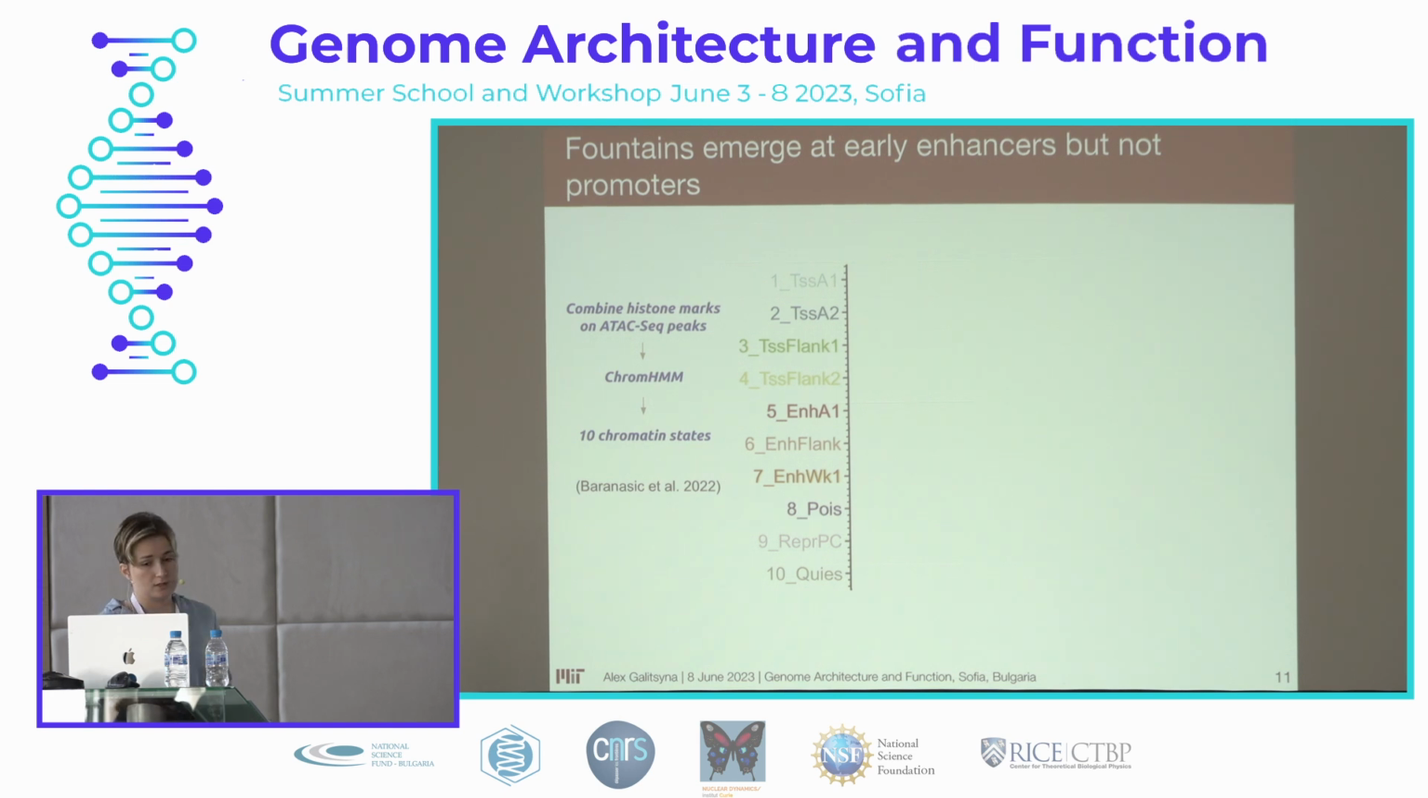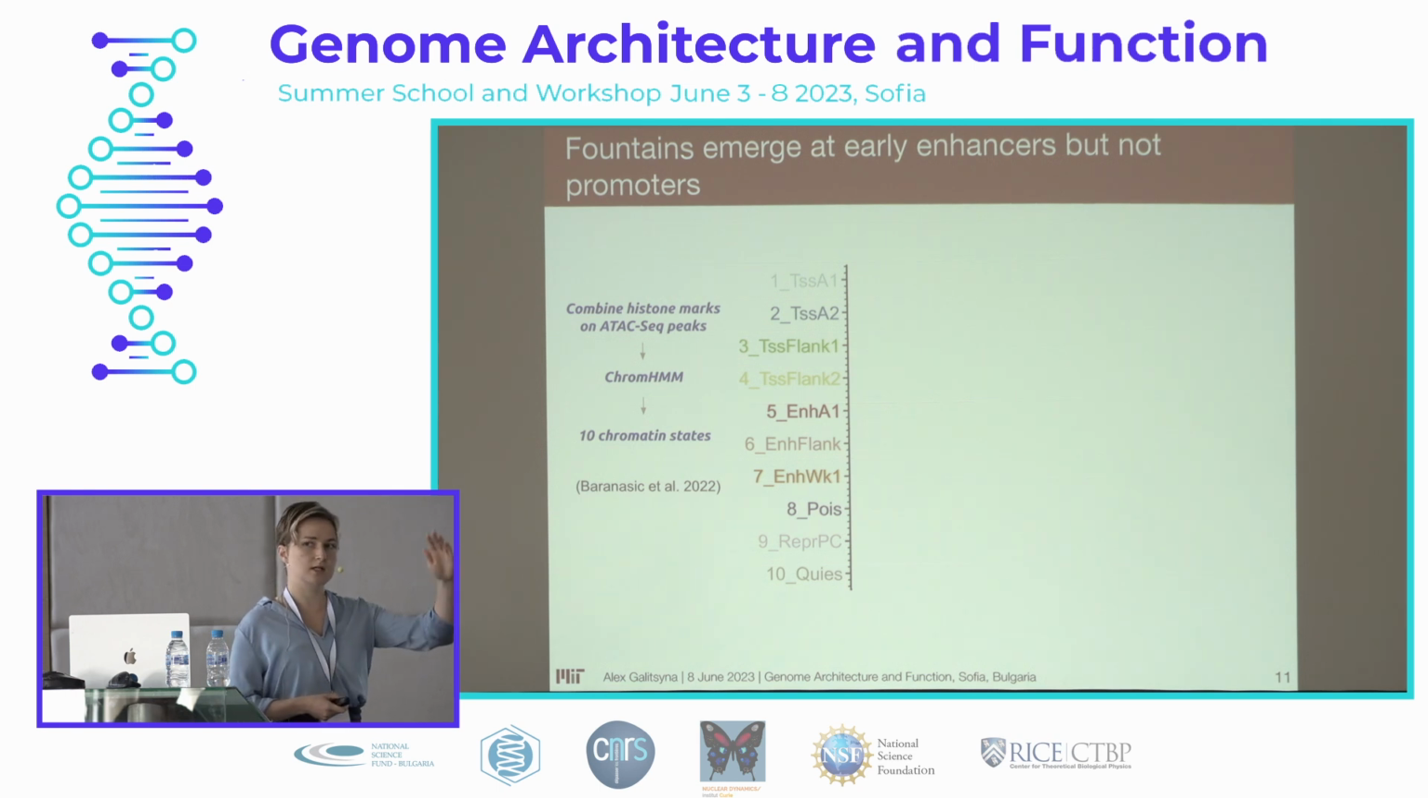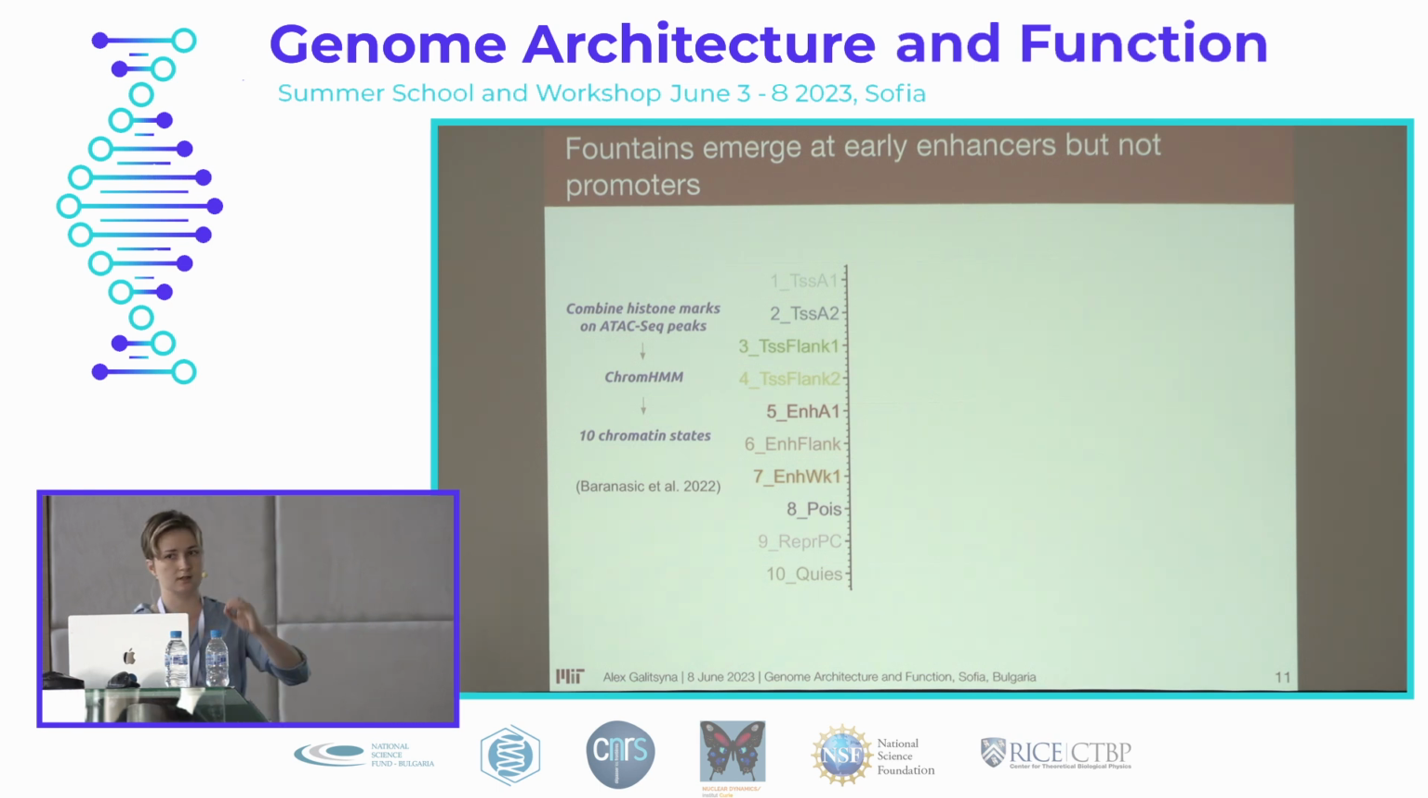But then we can do an interesting analysis where we take all the ATAC-seq peaks, annotate them by multiple histone modifications at this particular time of development of zebrafish, and then infer chromatin states for these ATAC-seq peaks. We can infer 10 chromatin states, including transcription activity, enhancer, poised, repressed, and quiescent chromatin states.